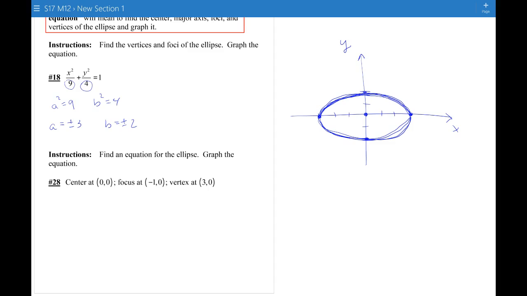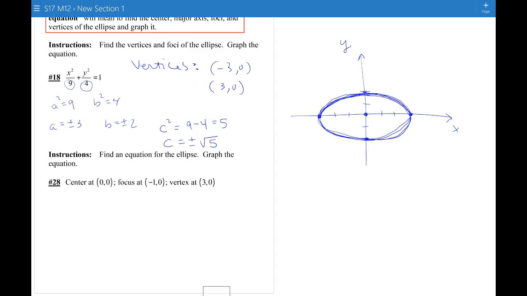Okay, so now I look at my graph and I can see that the vertices are negative 3, 0 and 3, 0 because they're the points the farthest away from the center. Well, now we need to find the focus points. So c squared is going to be that distance that we want, and it's going to be the difference of the denominators. So c is going to be plus or minus root 5.